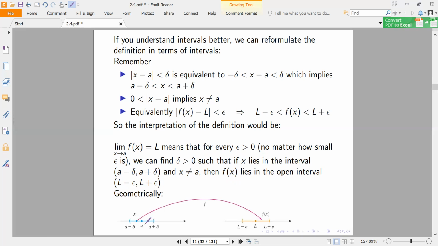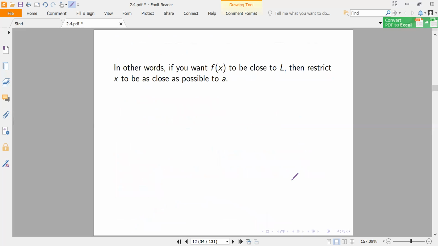So in other words, if x is in some interval a minus delta, a plus delta, then f of x will be within some bound, L minus epsilon and L plus epsilon. If x is within this, then f of x will be between that. In that case, L is the limit of f of x as x gets closer to a.